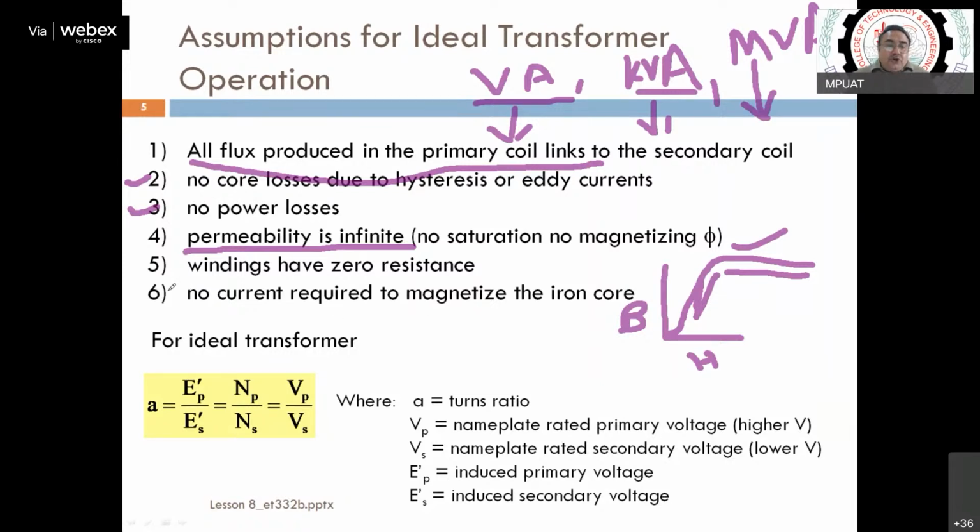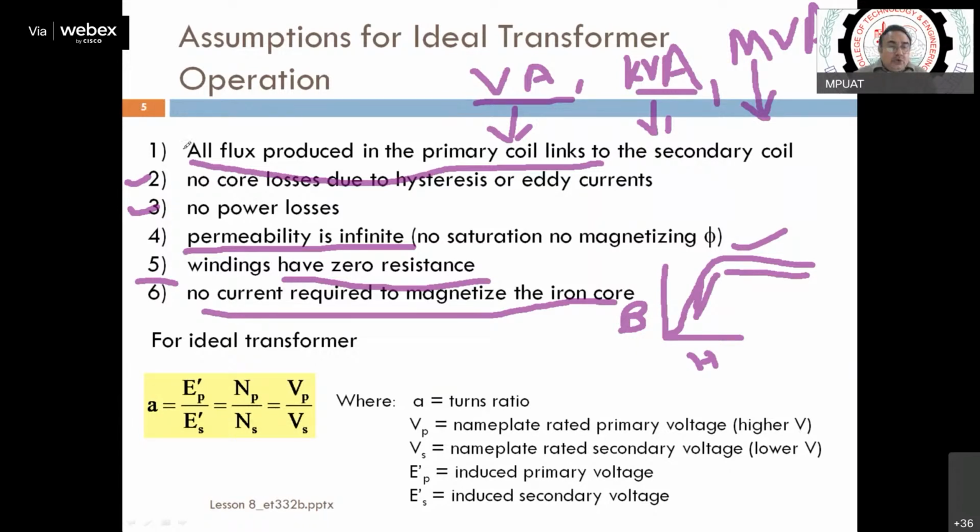No power loss has already been accommodated in this point, that is, winding has zero resistance. That we have already covered in point number 3. Moreover, no current is required to magnetize the iron core. That is, no magnetizing current is being drawn, simply the magnet is already having the magnetic field. So these are the certain conditions which we assume for an ideal transformer.